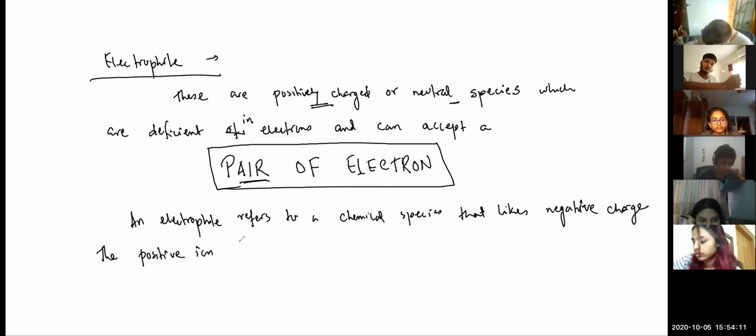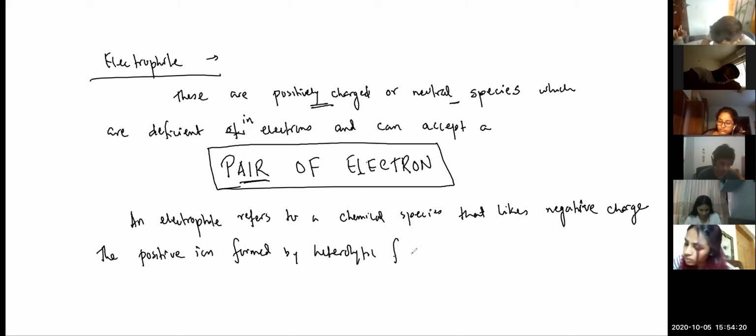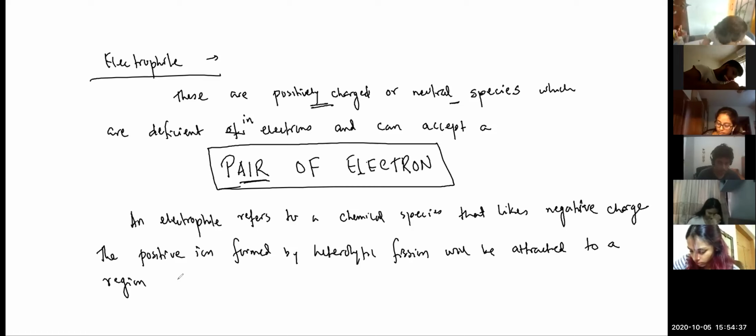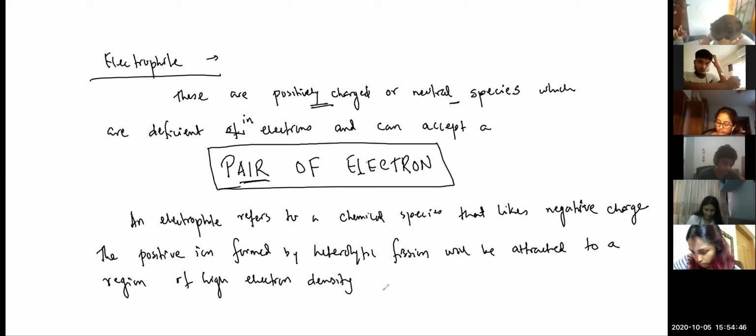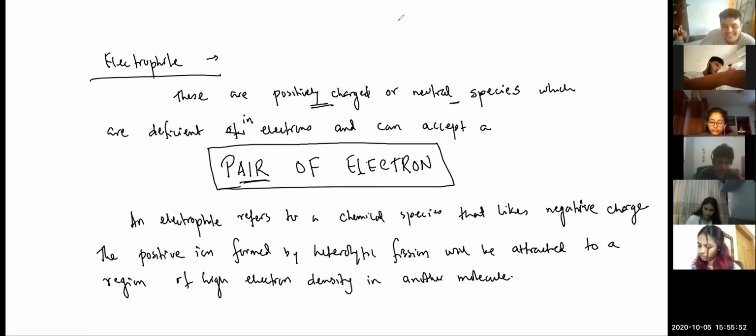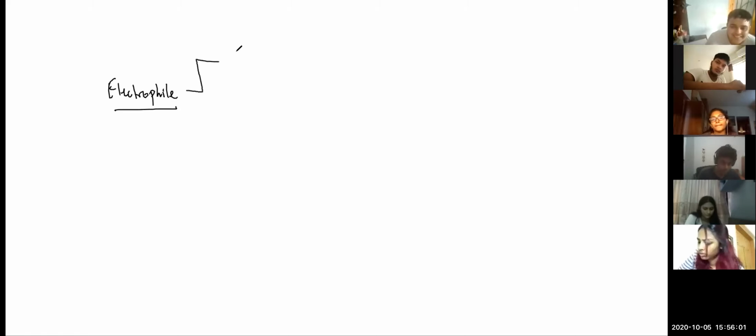The positive ion formed by heterolytic fission will be attracted to a region of high electron density in another species. So electrophiles are positively charged species.